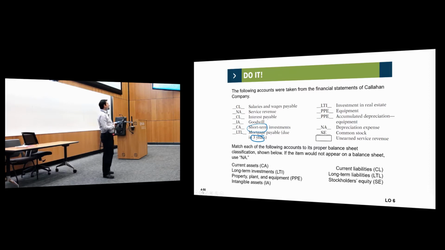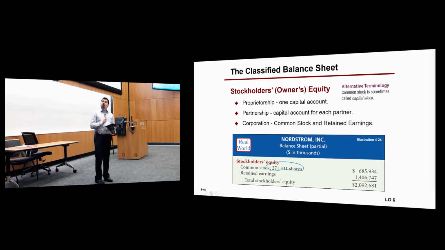Common stock are the stocks of the company itself. Okay? Are the stocks of your company. Investment in stocks means when your company purchases stocks from Google or Apple. So, common stock will go under what's here? We showed. This one here. You have common stock and retained earnings.